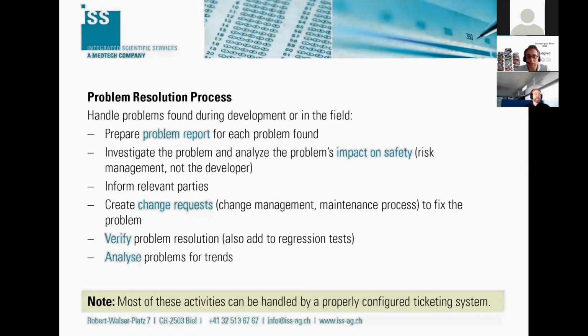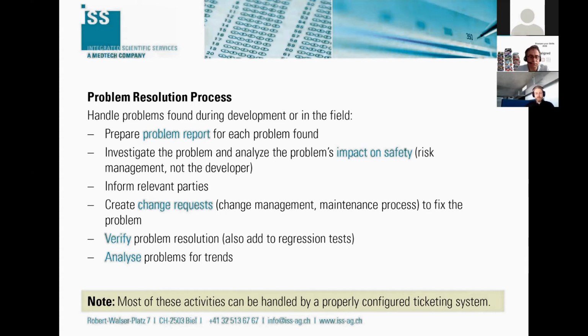Inform relevant parties. Well, that's obvious. You tell everyone that needs to know that there is a problem. This can go up to Swissmedic essentially. Then to fix the problem, we create change requests and kick off the maintenance process. Important, as also mentioned before, you verify the problem resolution, so you test and you add regression tests to make sure that the bug doesn't creep back in.